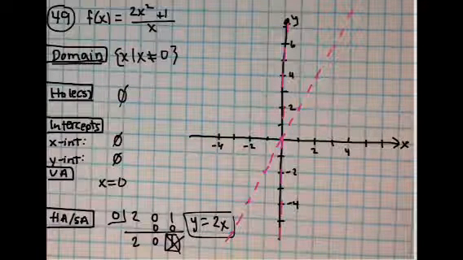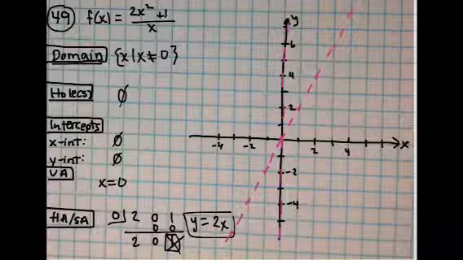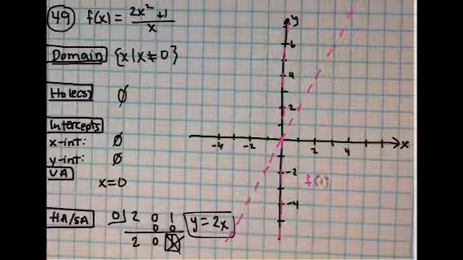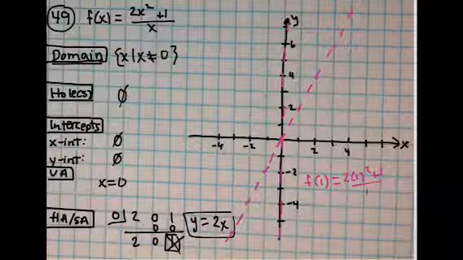Just to get an idea of how high the curve is going to go, I'll plug in a 1. So f of 1 would be 2 times 1 squared plus 1, over 1. So 1 squared is 1, 2 plus 1 is 3, 3 over 1 is 3. So the point 1, 3, right here.